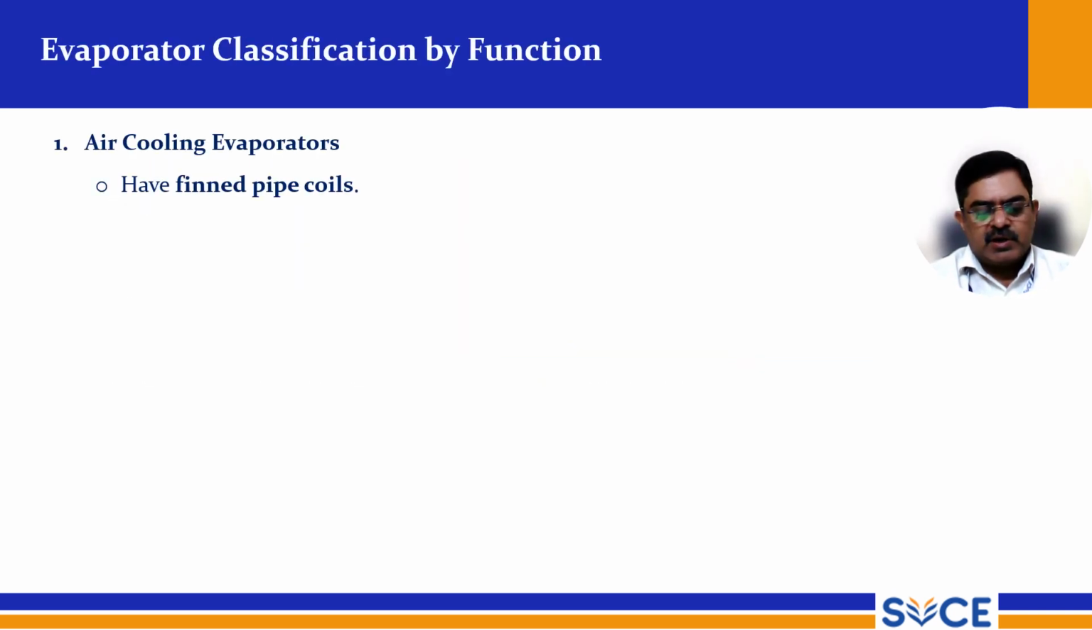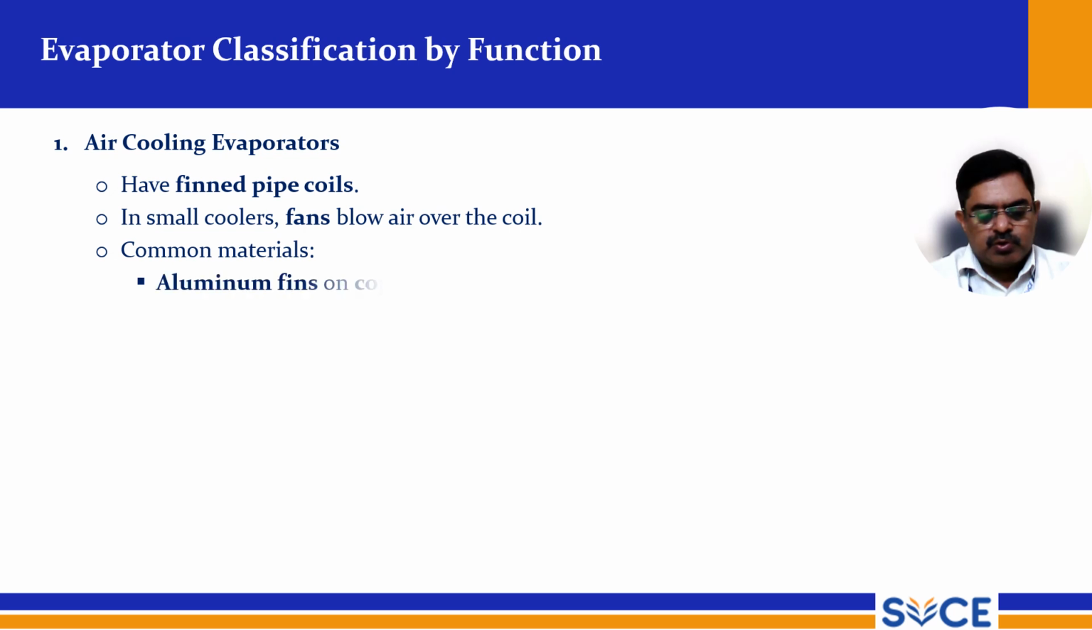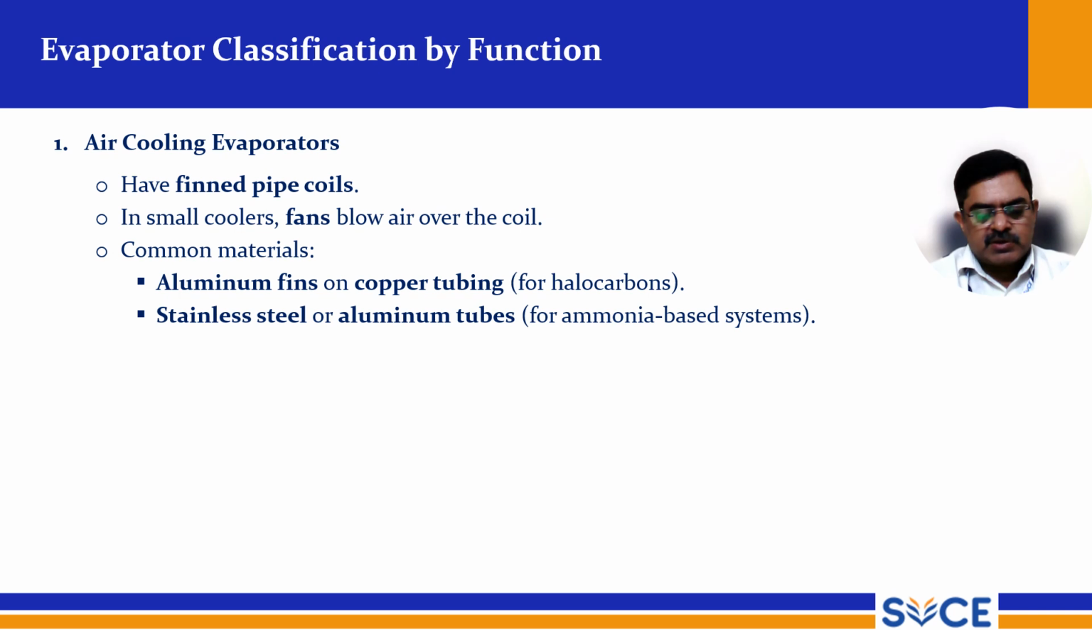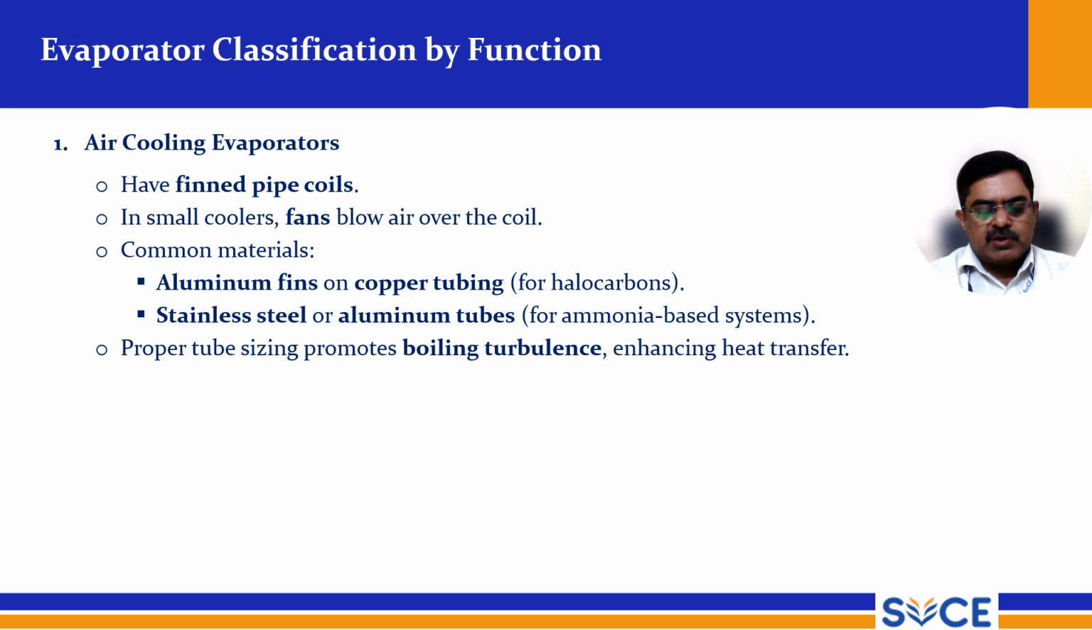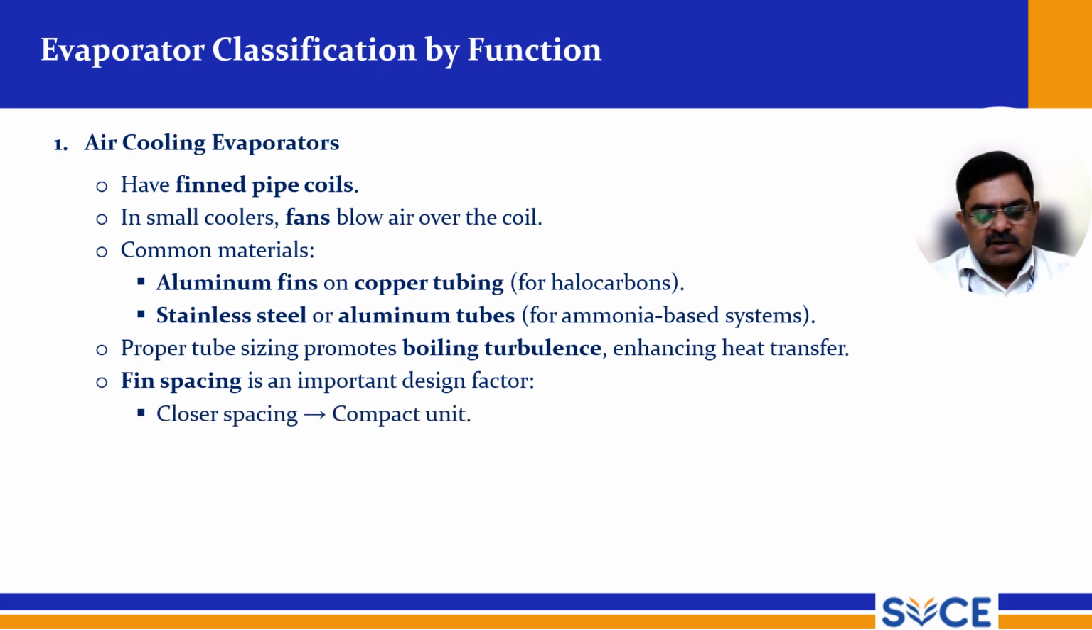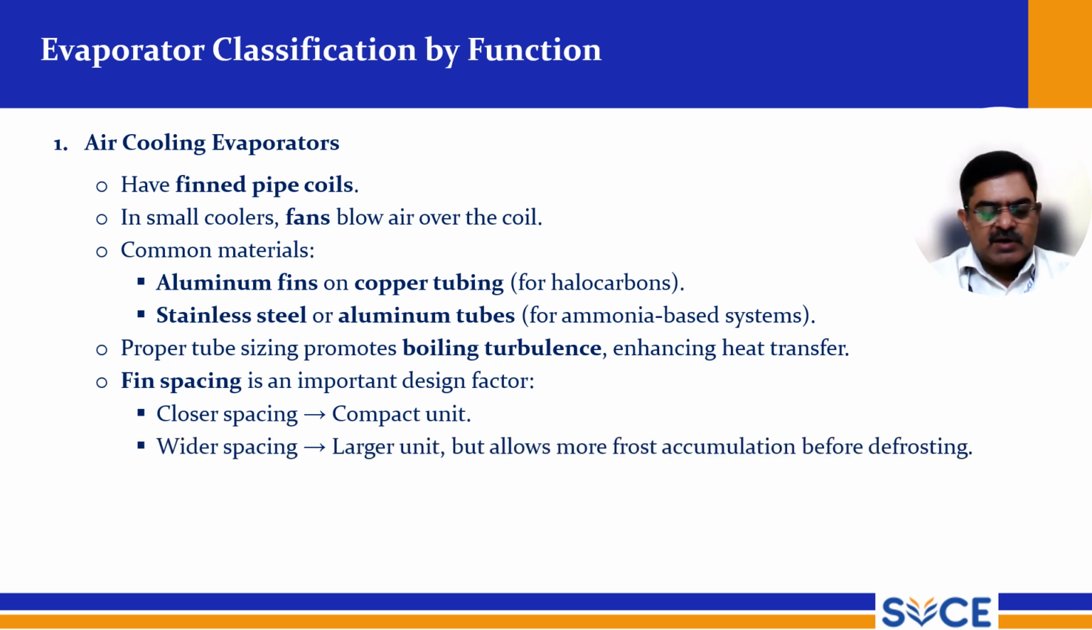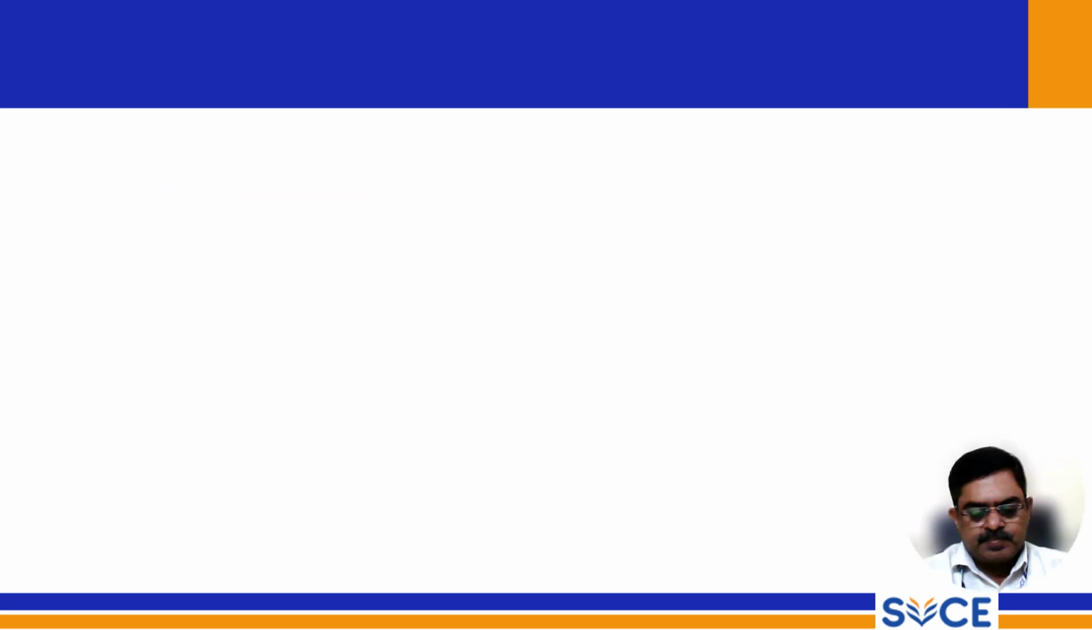So air cooling evaporators have finned pipe coils. In small coolers, fans blow air over the coil, so fans are also used. Common materials are aluminum fins and copper tubing for halocarbons, and stainless steel or aluminum tubes for ammonia-based systems. Proper tube sizing promotes boiling turbulence, enhancing heat transfer. Fin spacing is an important design factor. Closest spacing results in a compact unit, and wider spacing gives a larger unit, but allows more frost accumulation before defrosting.